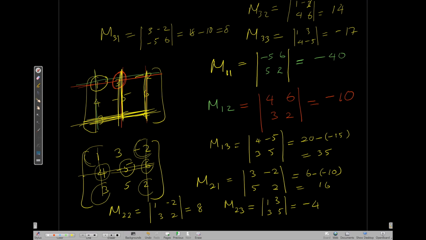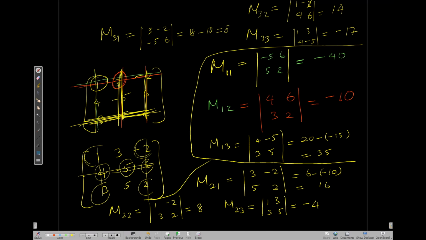See, these are the minors. This is across the first row, then over here the second row, and over here the third row. So there are 9 minors. Now, next, cofactors.